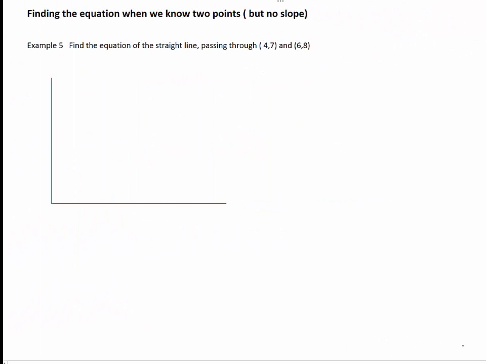And finally, using all this to find out the equation of a straight line when we don't actually know the slope of the line, but we do have information about 2 points which lie on the line. Because if we know 2 points, we can then work out the slope and move on from there. So here we have points 4, 7, which is somewhere like that, and 6, 8, which is perhaps somewhere like that. And we want to find out the equation of this line.